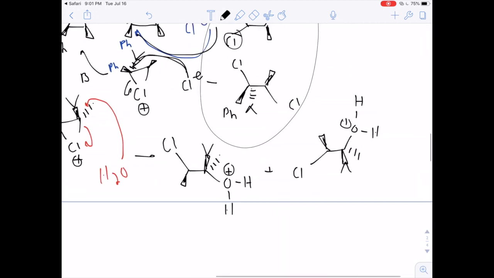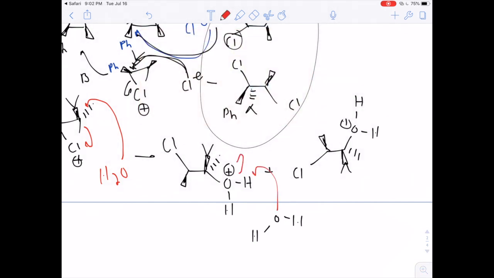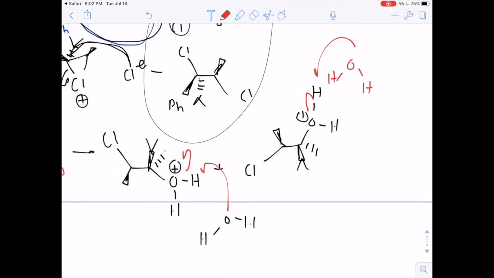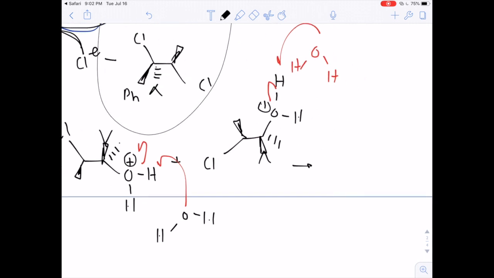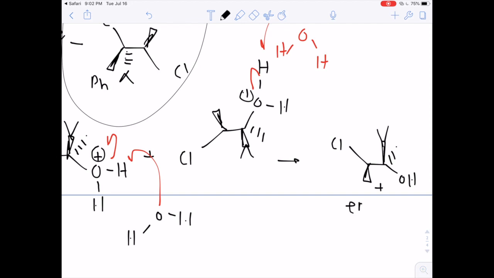So the last step would just be a subsequent deprotonation step. So you can show that another equivalent of water is going to come in and just deprotonate those hydrogens. Again, you can draw water over here. It's going to deprotonate that hydrogen to form a functional group called a halohydrin. Okay, so of our two structures, I'm just going to draw one of them because here's that one. And you can say plus the enantiomer.